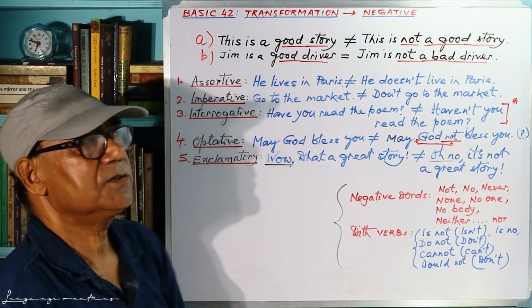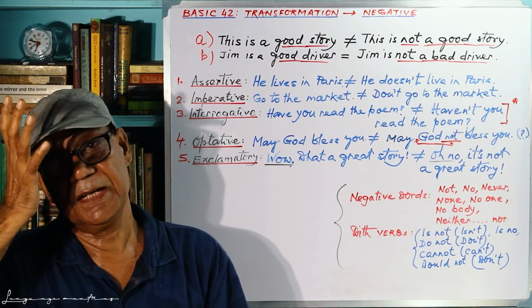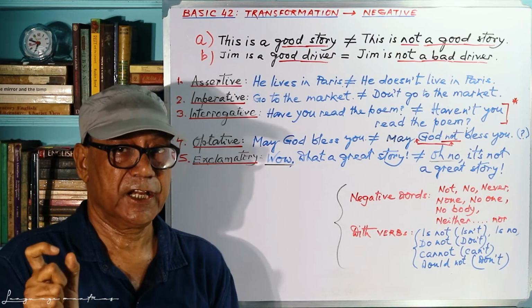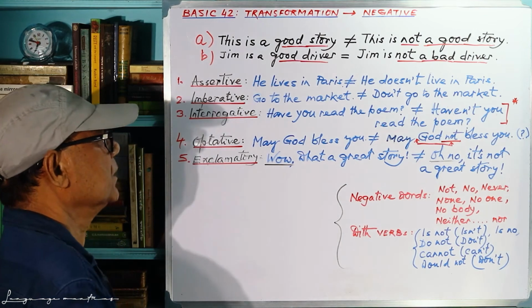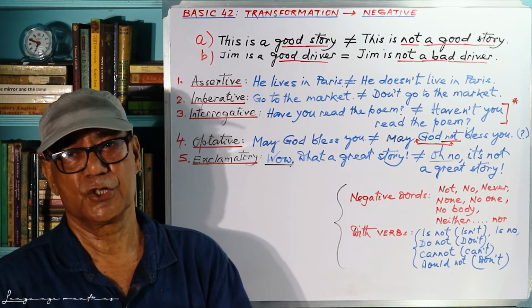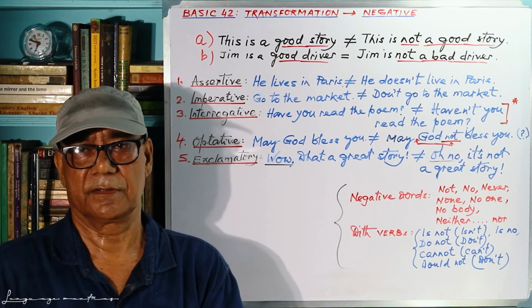So go to the market, very simple. Don't go to the market. Imperative sentences normally take not as the negative word. So go to the market, don't go to the market. Come here, don't come here.